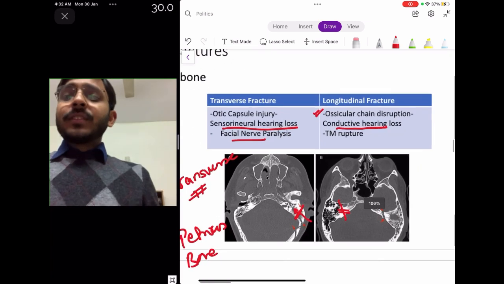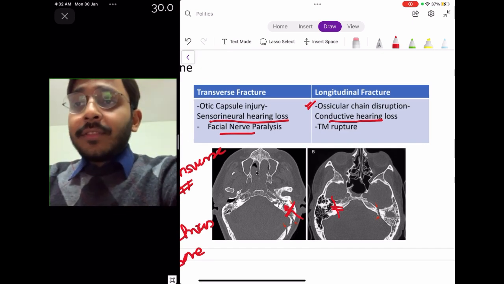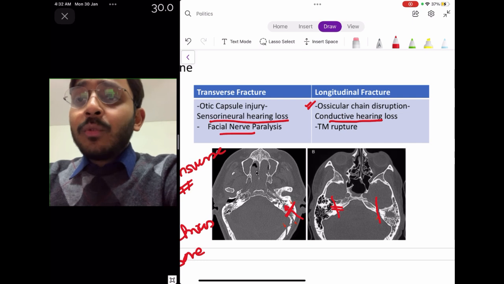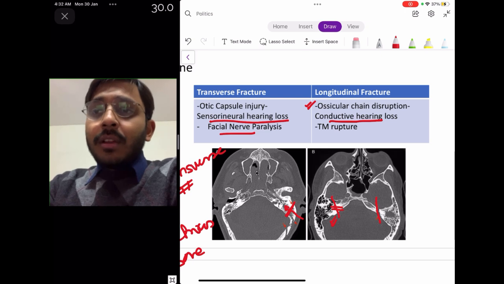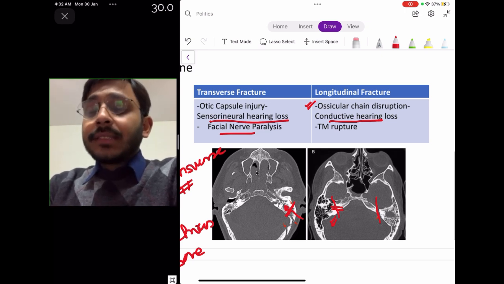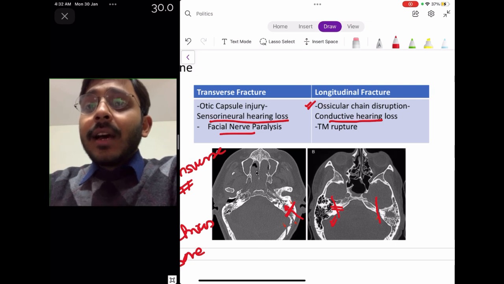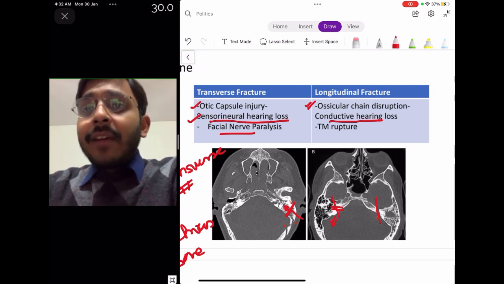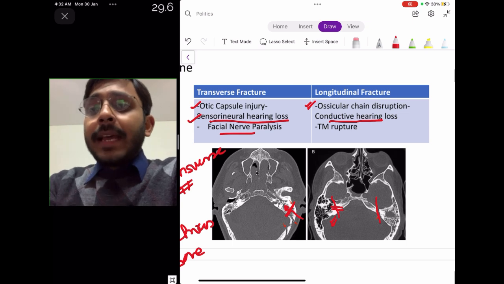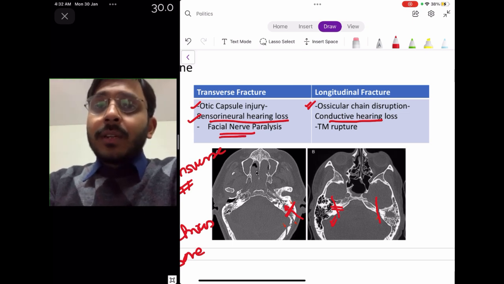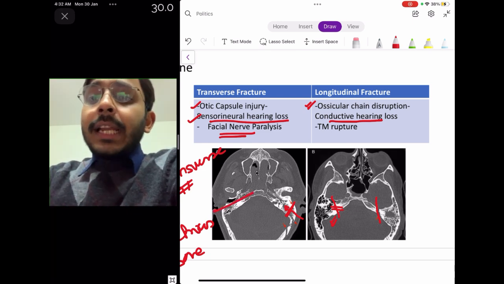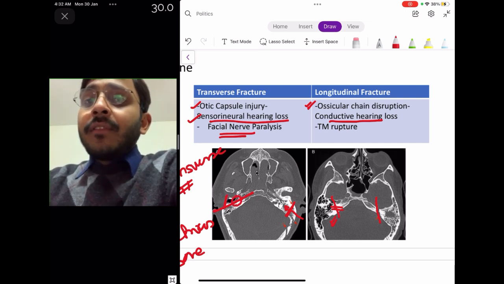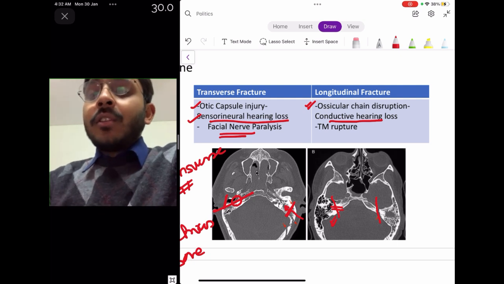Now, as logic would say, when there is a transverse fracture, there is possibility of injury to the otic capsule, that is the membranous labyrinth, as well as the facial nerve and the vestibular nerve, which runs along the internal acoustic meatus. So, transverse fractures are associated with otic capsule injury and have a sensorineural hearing loss, and an associated facial nerve paralysis can also occur. However, a longitudinal fracture like this is more likely to injure the tympanic membrane and the ossicular chain, and hence longitudinal fractures are associated with conductive type of hearing loss and TM rupture.